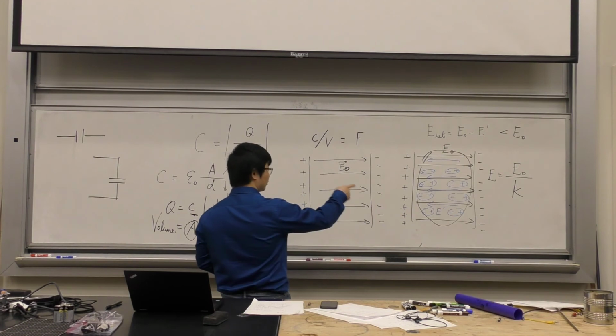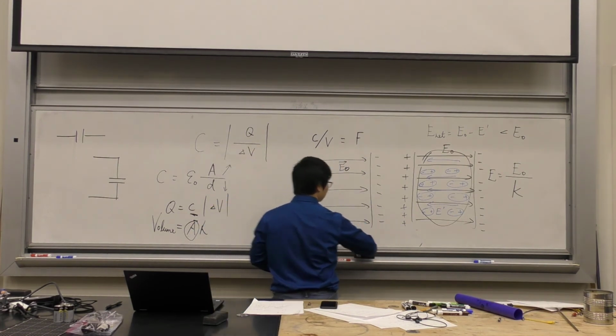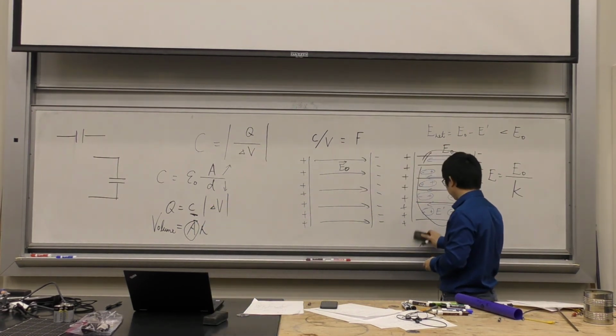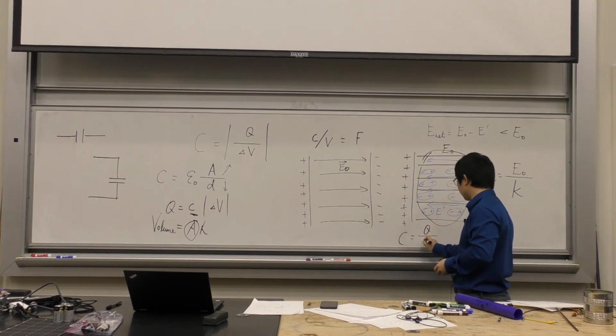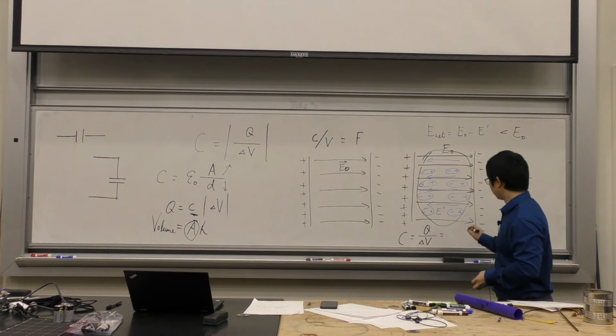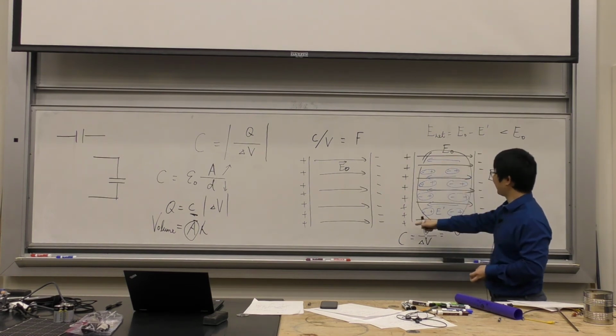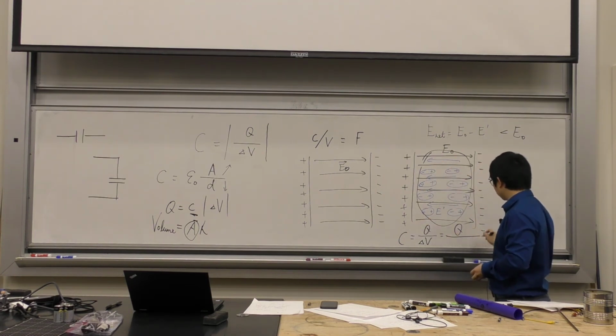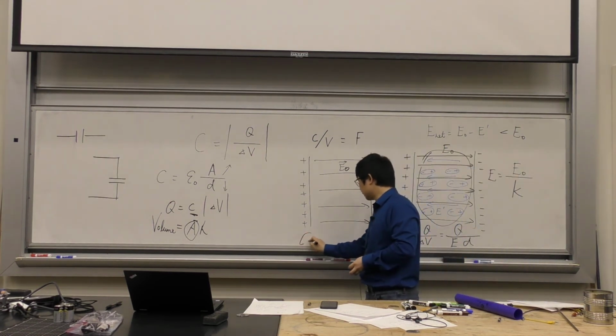And if that gets larger, now you see that the C in this case, if I use the definition, C is still going to be charge over potential, right? Now the charge doesn't change. The charge still stays on each plate. But now, so this is the C, let's call it C naught.